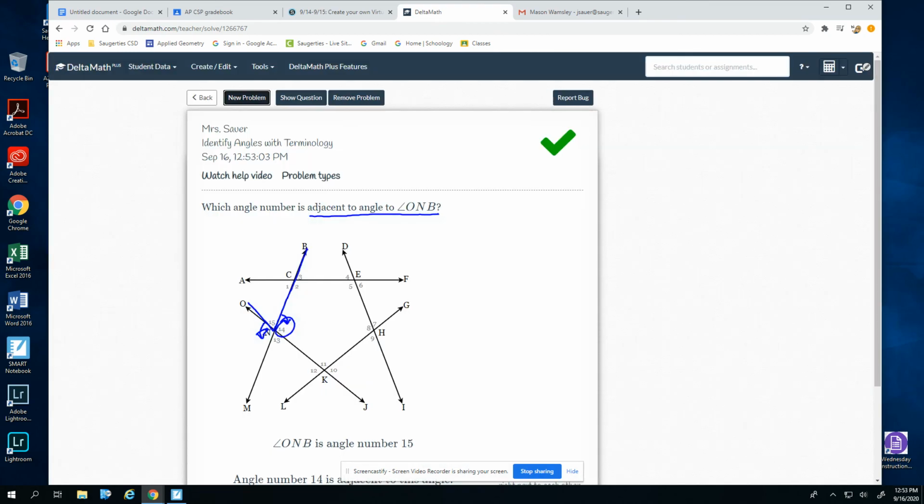Okay. So those are your different types of questions. Just to summarize, we had adjacent, we had supplementary on there, vertical angles, and then we also just had identifying different angles, and lastly, figuring out angle measures based on if they're vertical or supplementary.